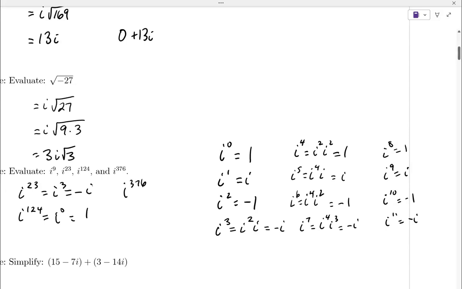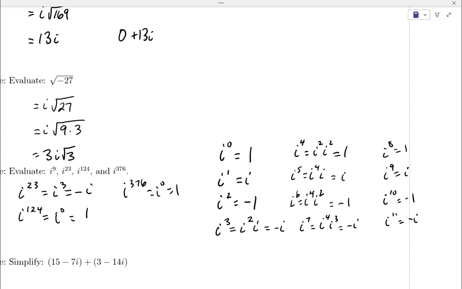If I do i to the 376, what do you get for remainder? I think you get 0 again, don't you? Yeah. So it's i to the 0, which again will be 1. Again, you can do this in your calculator. Do the division in your calculator. Take the exponent divided by 4. If there's nothing after the decimal place, the remainder is 0.